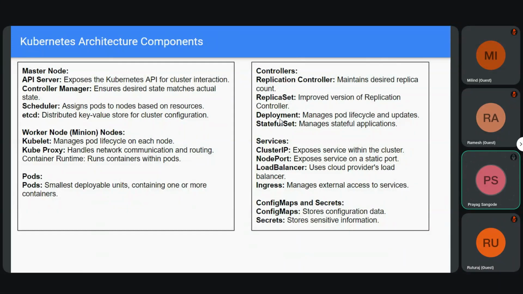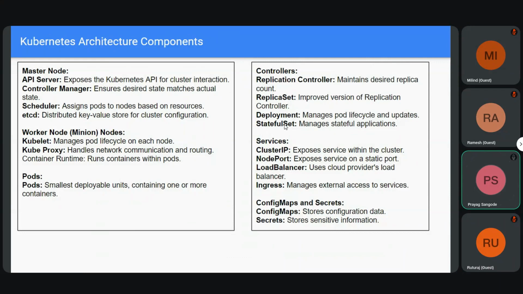Okay, so deployment manages the pod lifecycle and updates. We'll see by tomorrow how to deploy any application. Then we have stateful applications. Okay, for the time being, just ignore it. Stateful and stateless, these are the two types of applications which we can deploy.